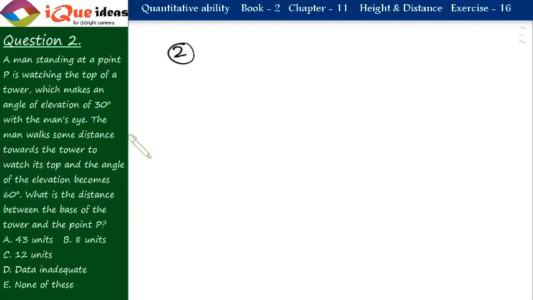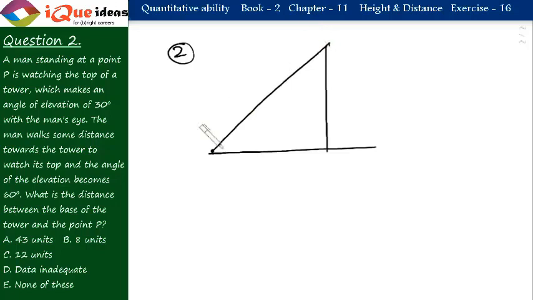Now let's take up question number 2. It says a man standing at a point P is watching the top of a tower. So let's say this is the ground, this is the tower, and from this point he is watching the top of the tower, and the angle of elevation is 30 degrees. The man walks some distance towards the tower. So let's say he comes here now, and he watches the top again, and now the angle of elevation becomes 60 degrees.